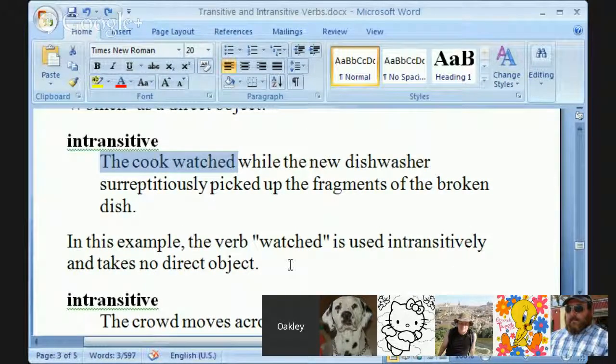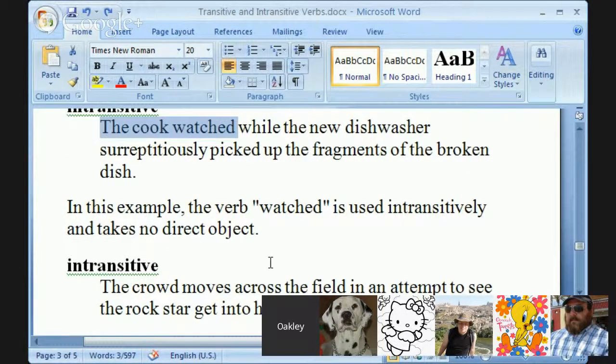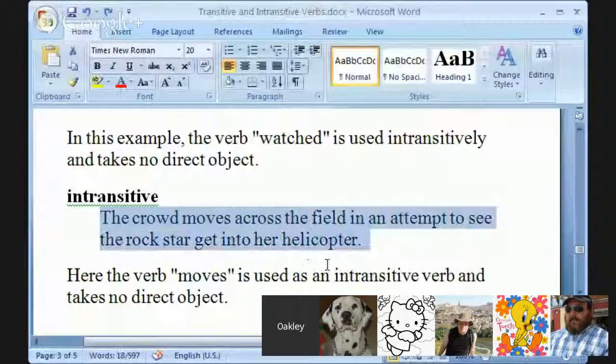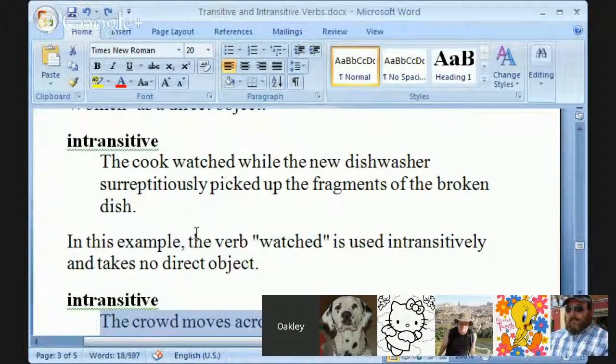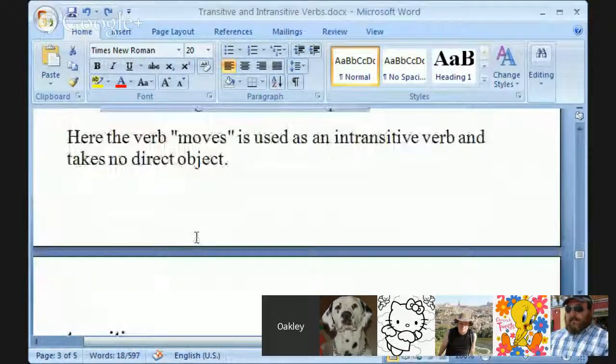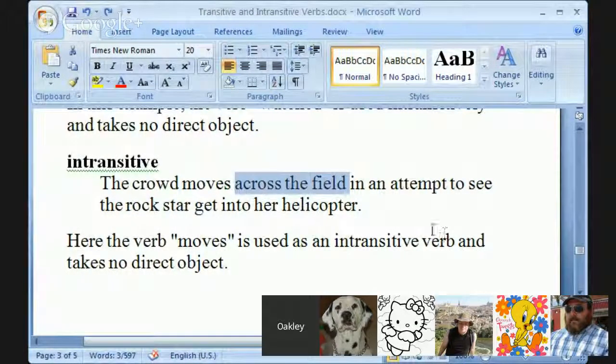Okay. All right. On the other hand, the crowd moves across the field in an attempt to see the rock star getting into her helicopter. Okay. Intransitive. All right. Okay, across the field. All right, and then another one. Purpose, in an attempt. To see. Infinitive. Okay. A lot of stuff going on here, but what it boils down to is moves is not followed by an object noun. The crowd moves what is not there. Where and why across the field is there, and why in an attempt to see, but we don't have the crowd moves what. They're not moving anything.